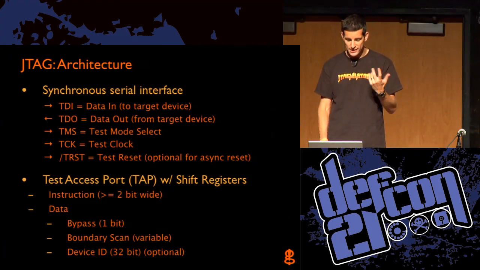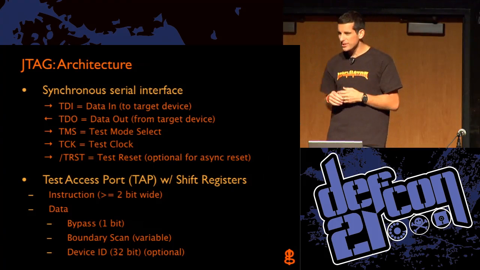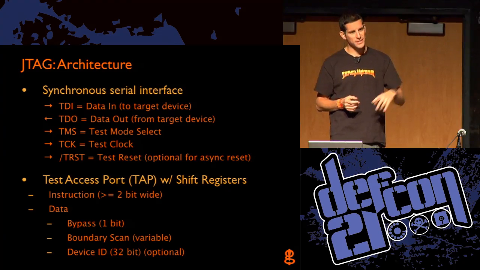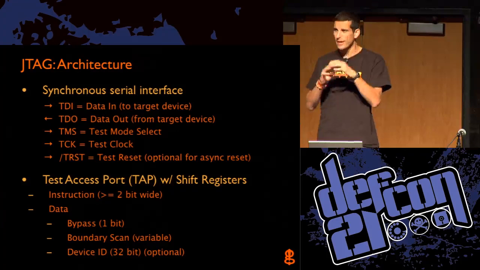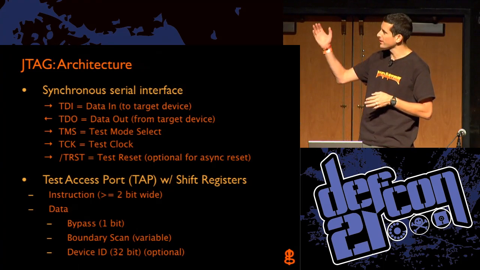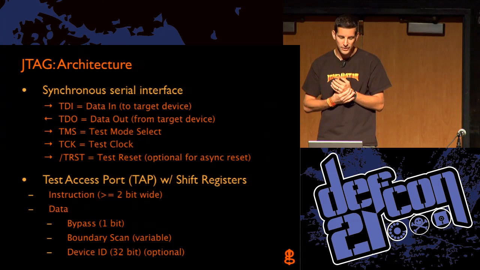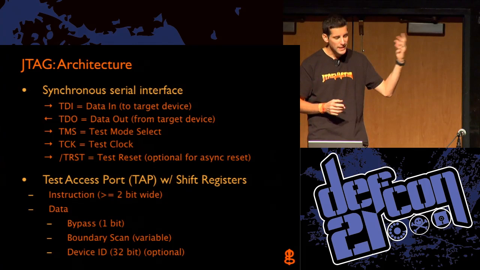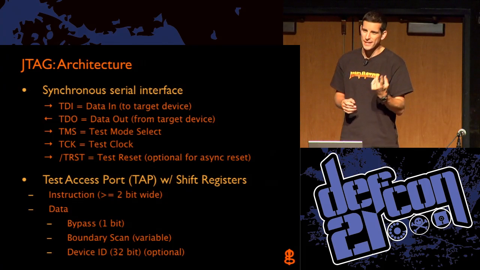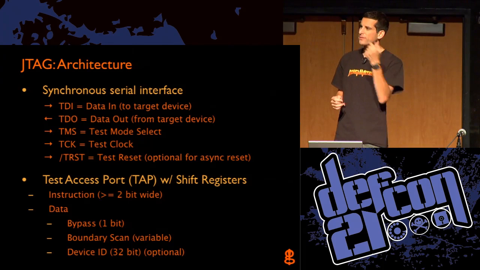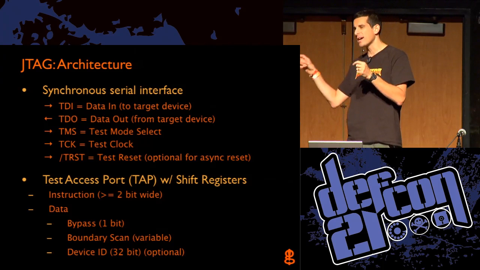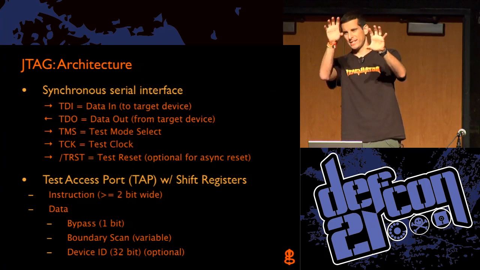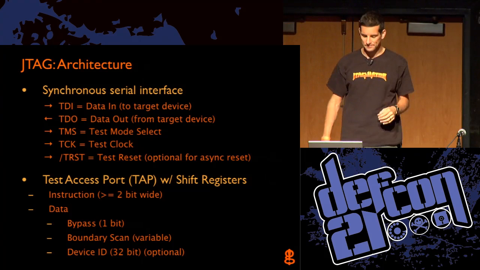So we have the tap, which is the state machine, and has different shift registers that we can take advantage of. So the first one is the instruction register. So this is where you would load in a low-level JTAG instruction. It has to be greater than 2 bits wide. That's just per the spec. Usually it's like an 8-bit instruction or 16-bit instruction. And then for data registers, you have a bypass register, which we're going to take advantage of. That's just a 1-bit register where you shift data in, and 1 clock cycle later, you get data out. That's what you can use to bypass one chip and get to another chip in the chain.